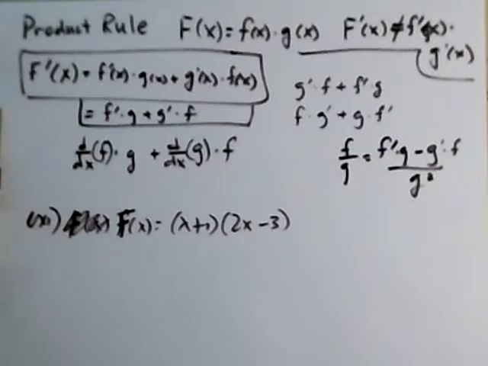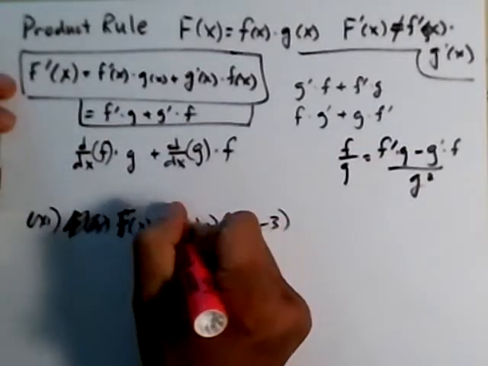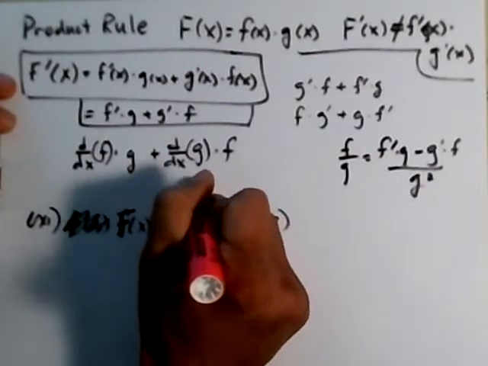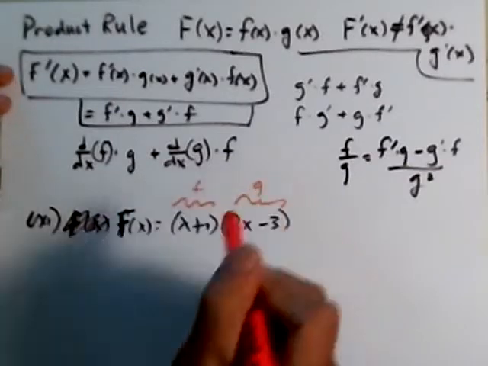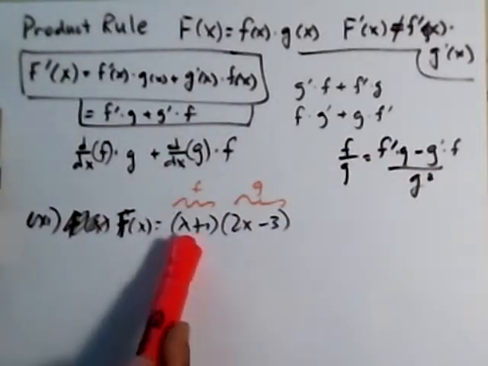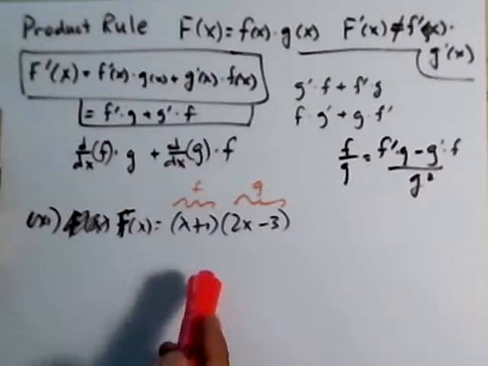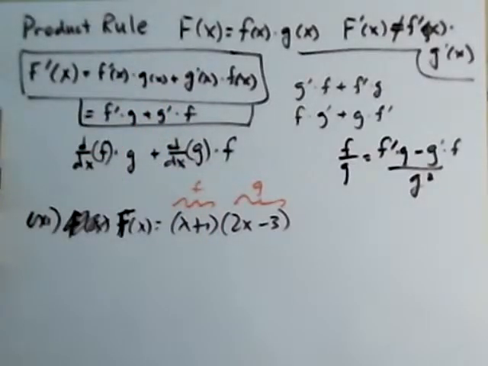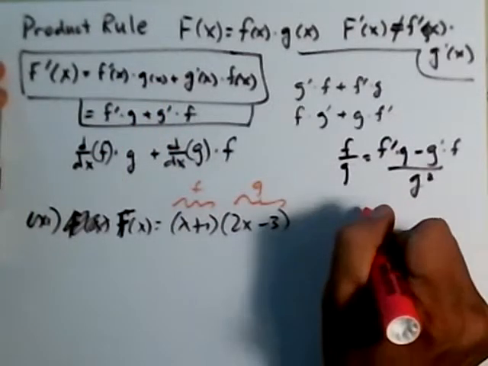And what I like to do before I start is actually label this, put braces, call it f right there, and call this g right there. So there's your f function, here's your g function. And before I even get started with the product rule, the quotient rule, I like to find the derivative.